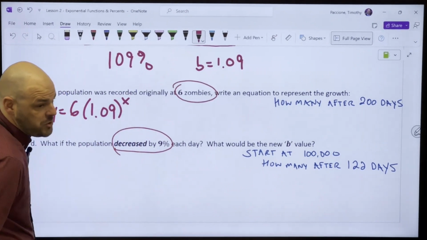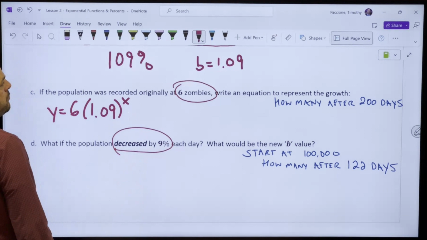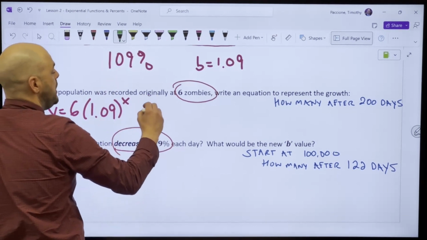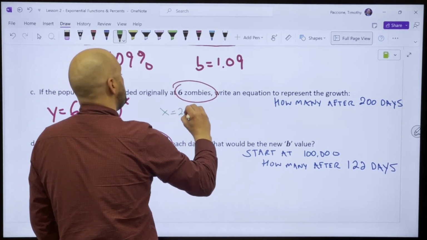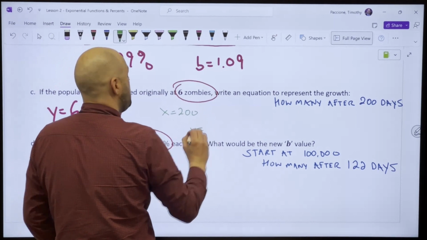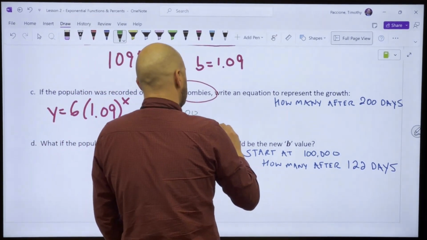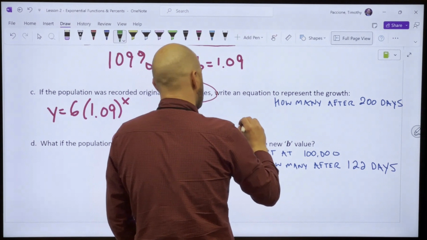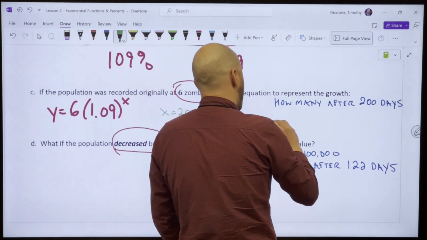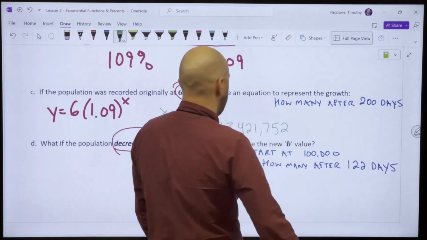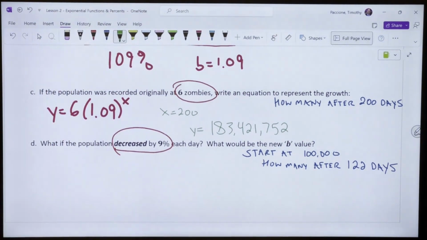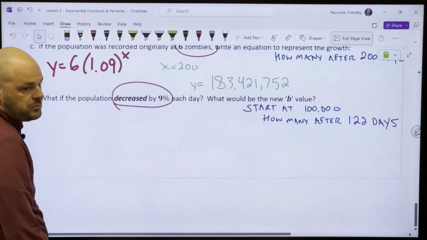Now I asked about 200 days. Where does that go in? Yep, x equals 200, and then y becomes what? 1, 8, 3, 4, 2, 1, 7, 5, 2. Yep, there's a lot of zombies, 183 million of them. We got problems. Billion or million?